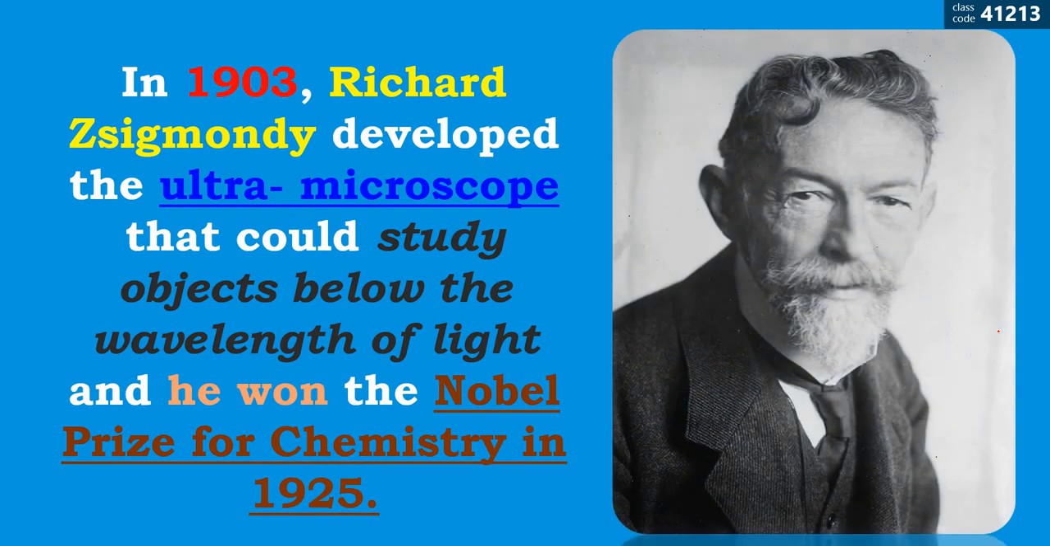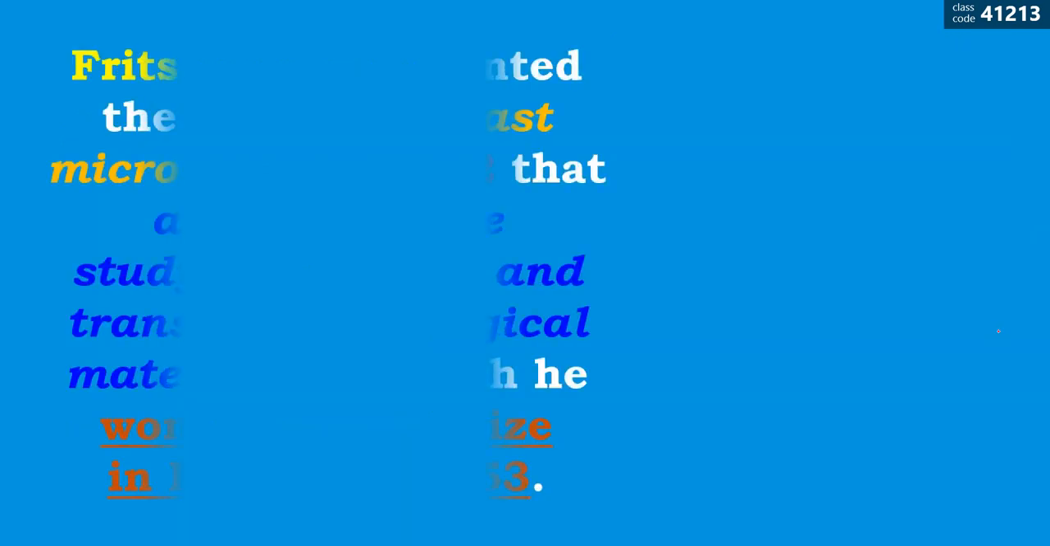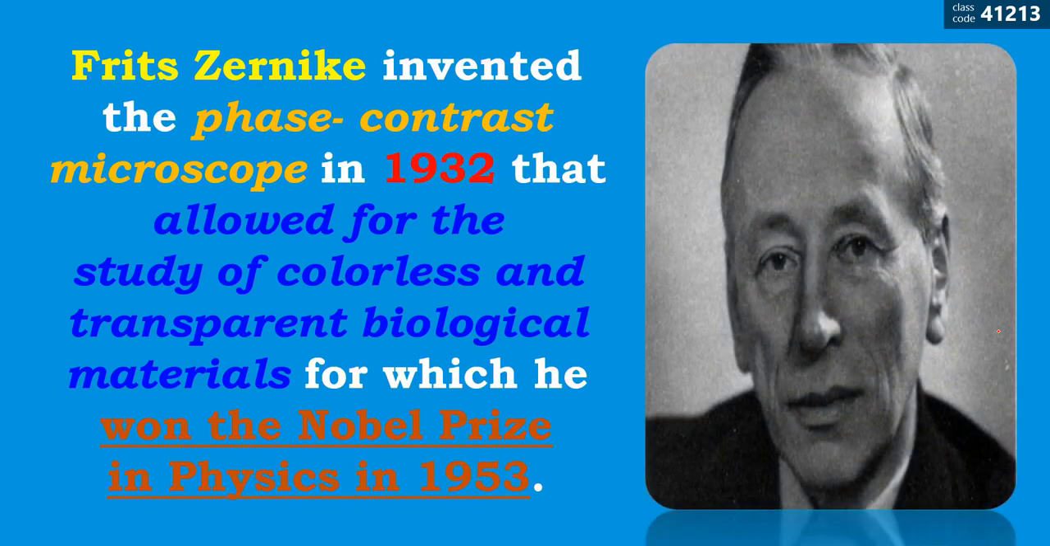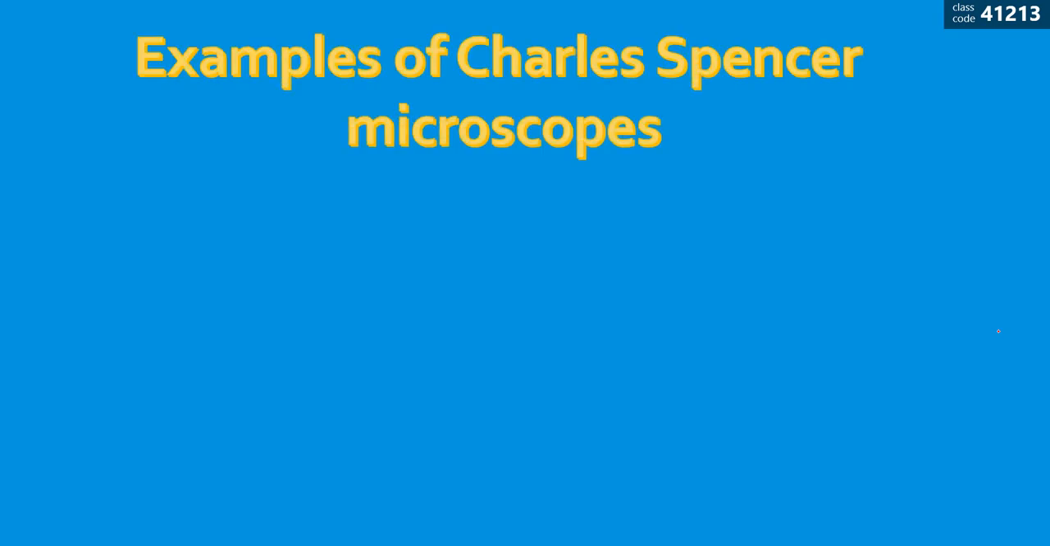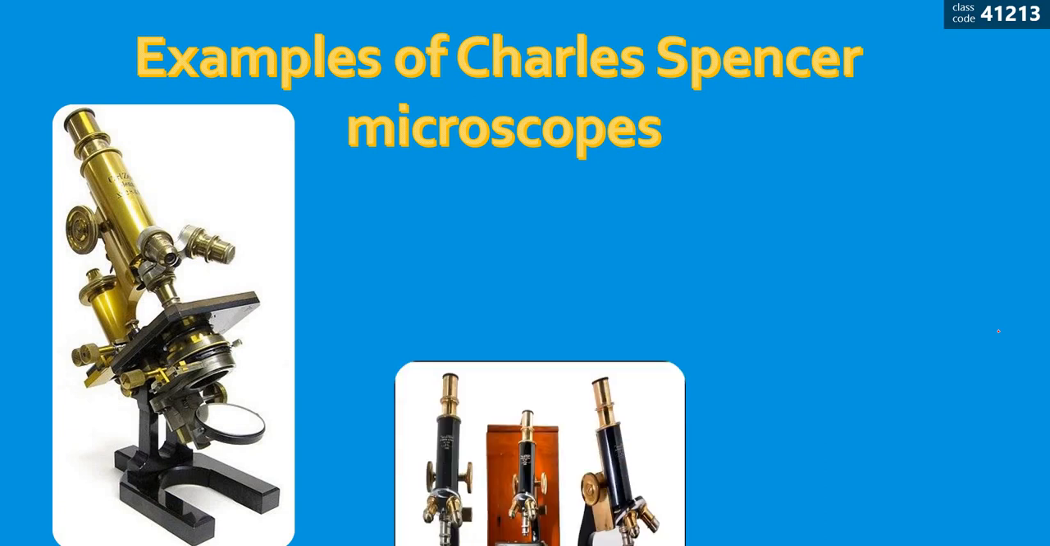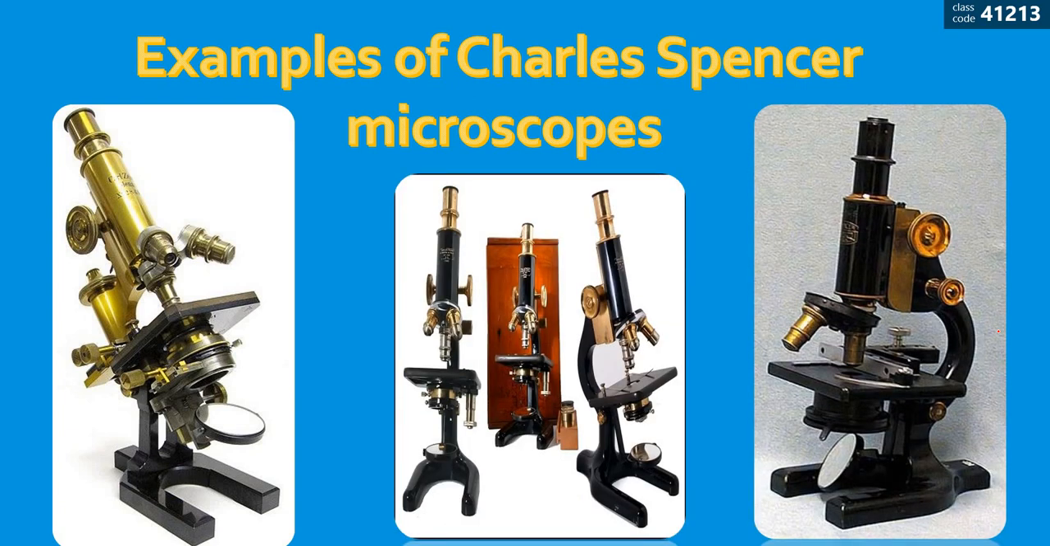In 1903, Richard Zsigmondy developed the ultramicroscope that could study objects below the wavelength of light. And with this, he won the Nobel Prize for Chemistry in the year 1925. And Fritz Zernike invented the phase contrast microscope in 1932 that allowed for the study of colorless and transparent biological materials, for which he won the Nobel Prize in Physics in 1953. And in the 19th century, companies in Germany like Zeiss and an American company founded by Charles Spencer began producing fine optical microscopes. Here are samples of Charles Spencer microscopes. Very good, very nice, very pleasing to the eye. So these are just samples of Charles Spencer microscopes.